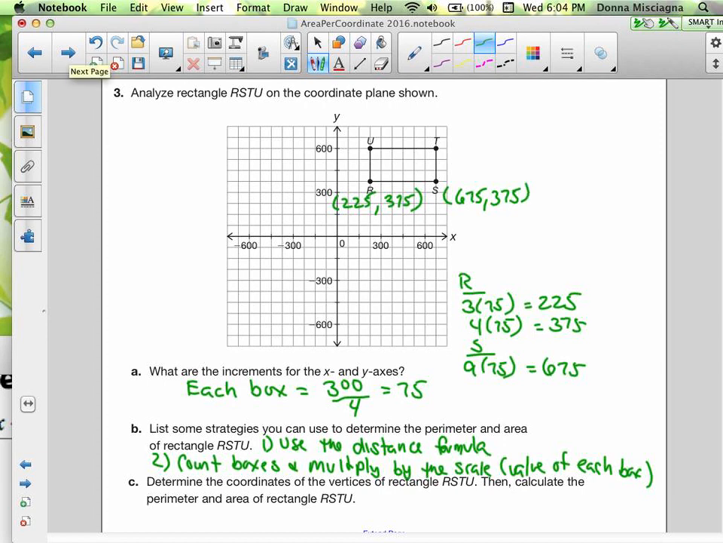For U, right, my x coordinate is going to be the same as R. It's going to be 225. My y coordinate is pretty easy to see. It's 600. And then T is going to be the same x coordinate, 675, and the same y coordinate as U there, 600. All right?